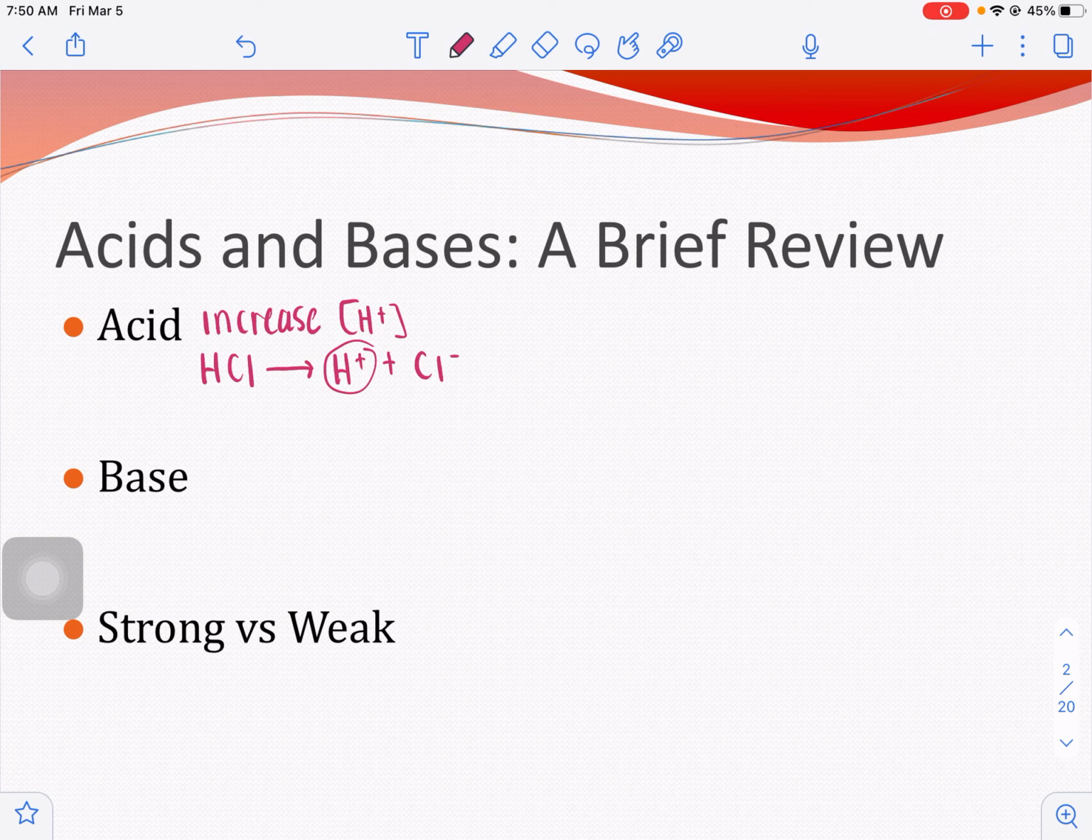Bases, kind of the old school definition, increase hydroxide concentration. Sodium hydroxide is a great example. We all better know by now that all sodium compounds dissolve in water and they dissociate into Na+ and OH-. So again, this is what makes it a base. Those are your basic definitions, and we're going to spend most of the unit looking at the Bronsted-Lowry, which we did back in unit 4. But the key is you do make H+ and OH-.